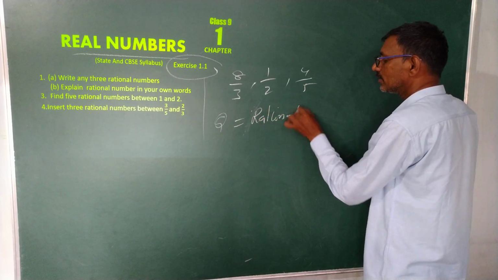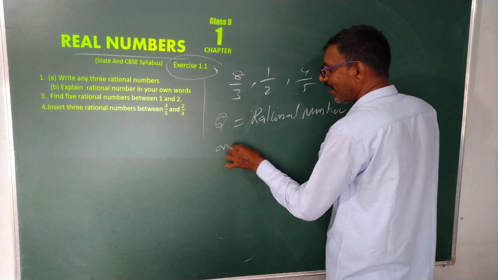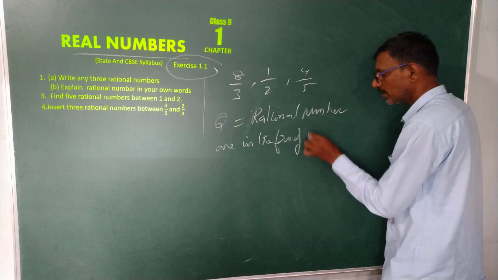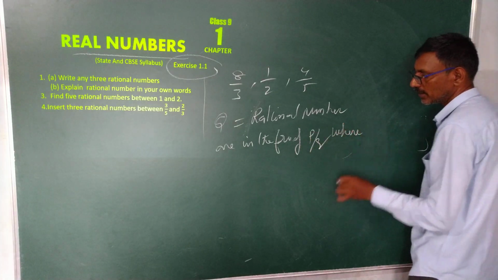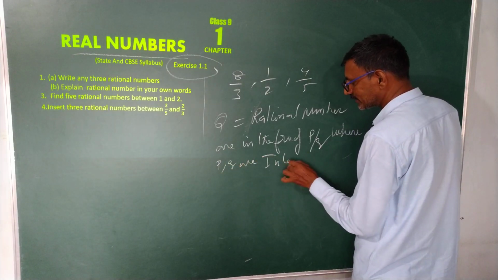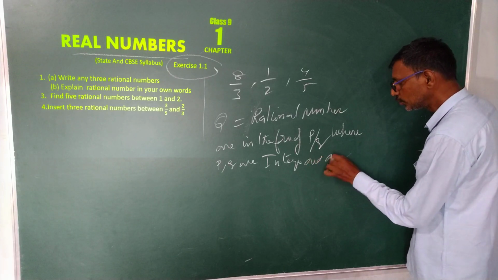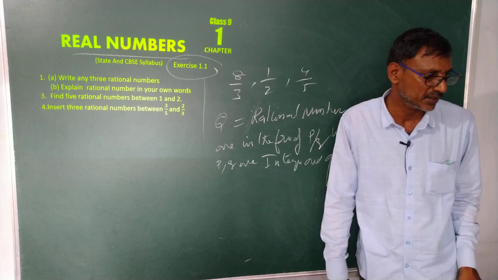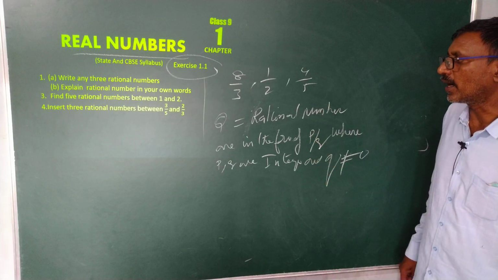Rational numbers are in the form of P by Q, where P, Q are integers and Q is not equal to 0. I already explained this last class. Now, okay, so coming to the next problem.